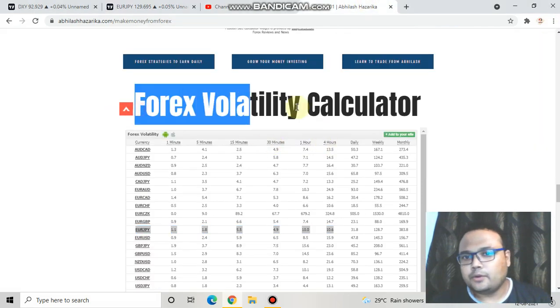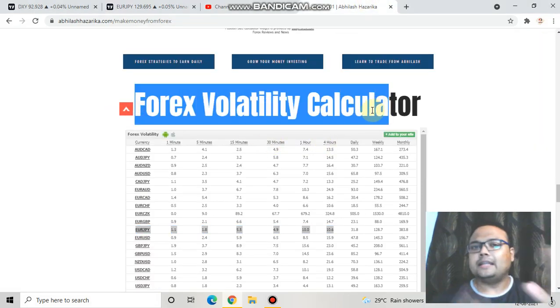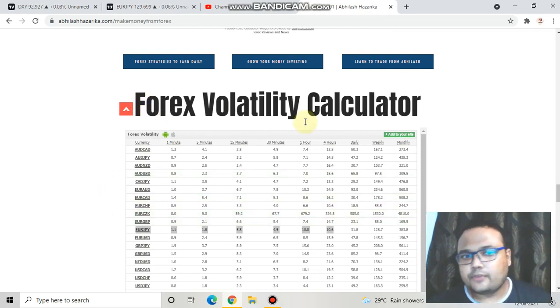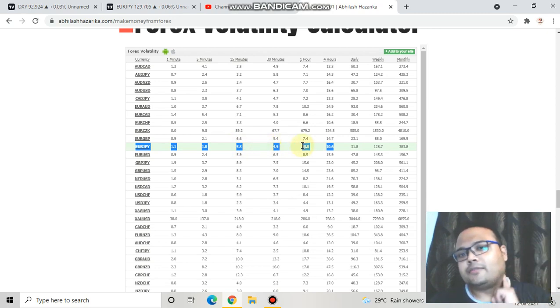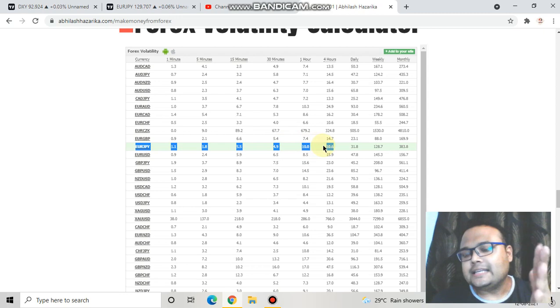Because one more thing, there is not much volatility on the EURJPY chart. You can see in this Forex volatility calculator that there is hardly any movement. In the 15 minutes time frame you can expect a movement of 5 pips. In the 30 minutes, again 5 pips. In the 1 hour you can only expect a movement of 10 pips. In the 4 hours you can only expect a movement of 10.6 pips. So you can clearly see that there is hardly any movement in EURJPY.